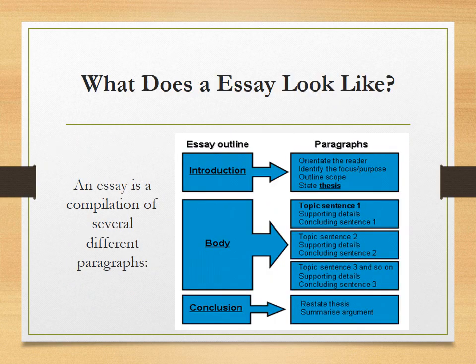So, what does an essay look like? An essay is a compilation of several different paragraphs. We have our introduction, which orients the reader, identifies the focus and purpose, outlines the scope of the paper, and states the thesis. Then the body: usually in a traditional academic 5-paragraph essay, you have 3 body paragraphs. The first topic, the second topic, the third topic, and then each one of those has supporting details, concluding sentences, and so on and so forth.